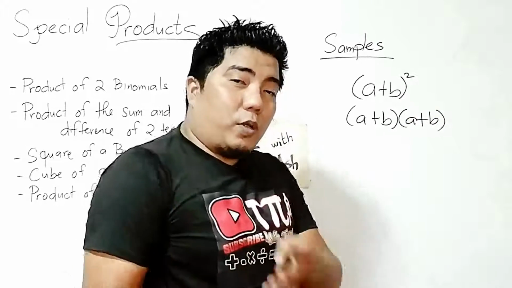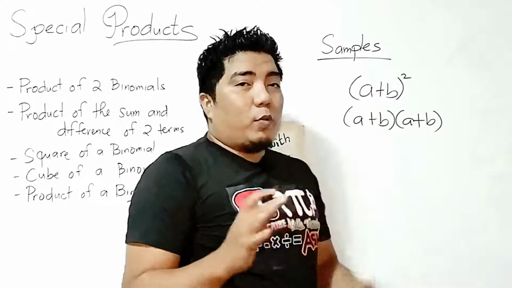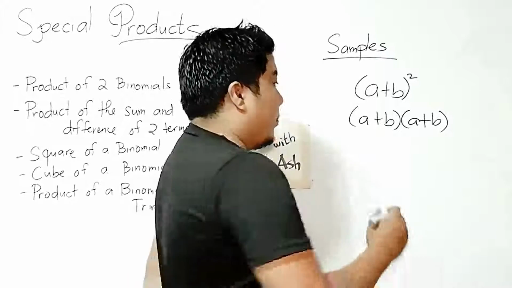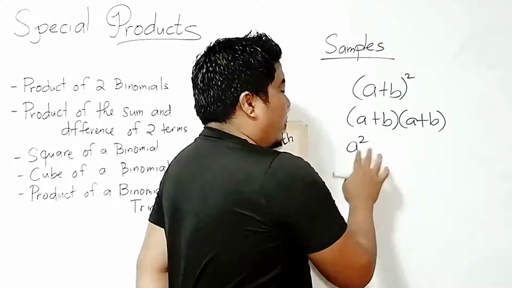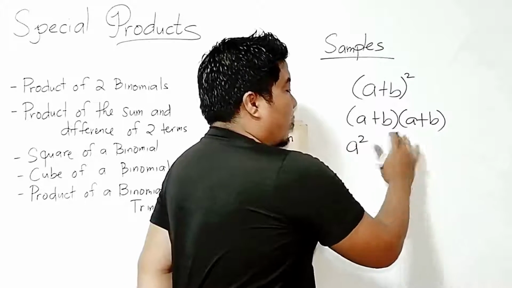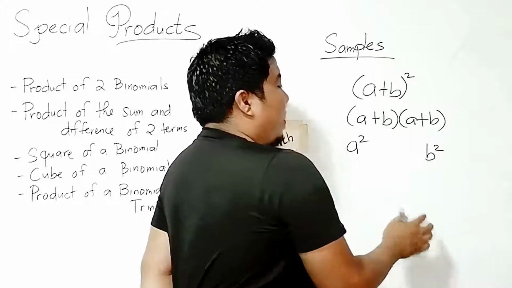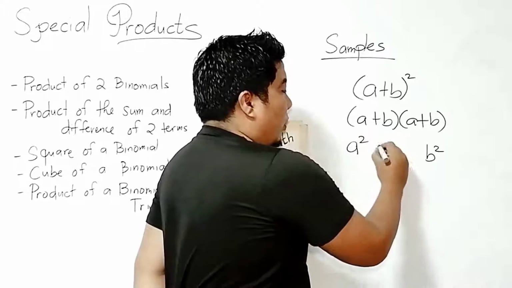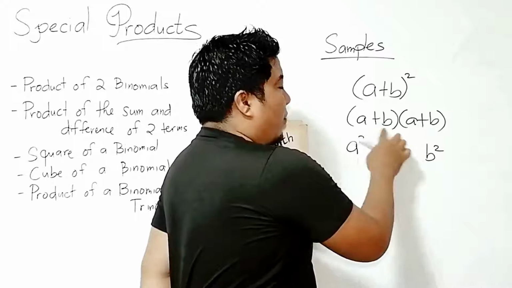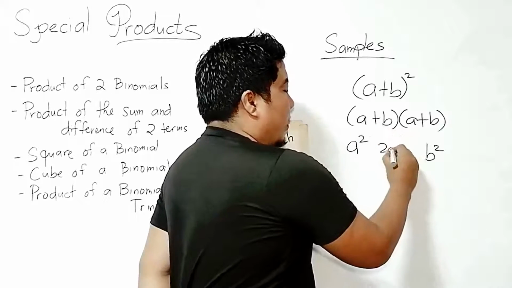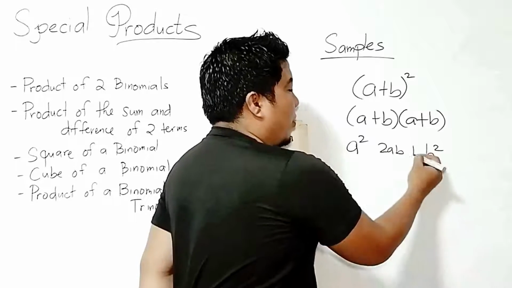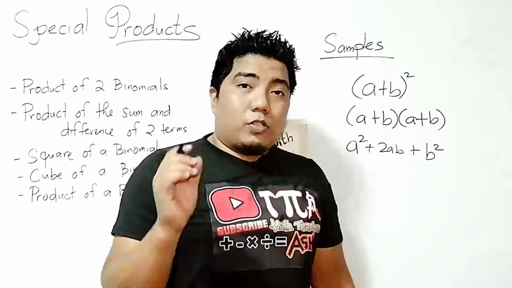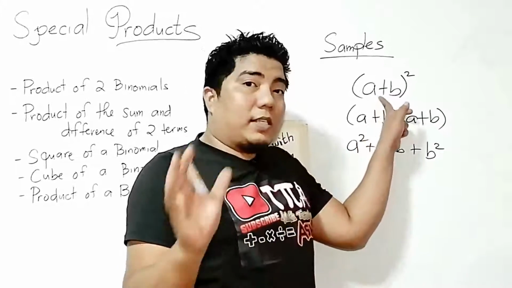Now, for you to have a lesser time on this one, if you encounter a square of a binomial, the technique is very simple. You just get the square of the first, and then the square of the last, and then twice the product of the two terms. So twice the product, that is 2, and then the product of the two terms, a times b, is ab. And then you just apply plus. Easy, right?